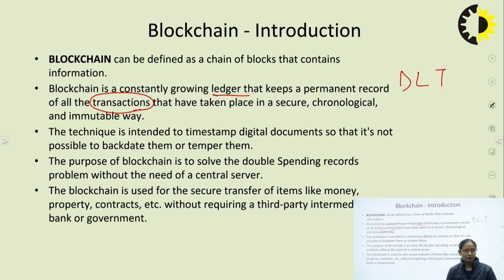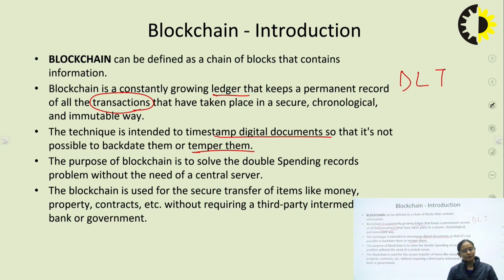How is the chronological order maintained in the blockchain? It is with the help of a special value, that is time stamping. We always time stamp the transactions before adding them into the blockchain. So the technique is intended to timestamp digital documents so that it is not possible to backdate them or tamper with them, that is, to modify those documents.